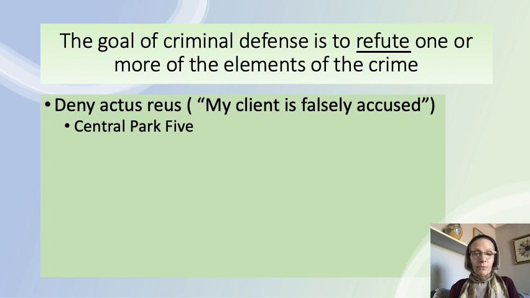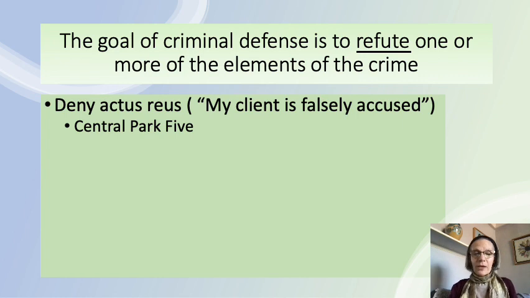And so the five were convicted, and they served between 5 and 13 years, varying depending on the individual. And then in 2002, through DNA evidence, it was discovered that none of the five were involved in this incident, that they were, in fact, wrongly accused. And then they were exonerated and released. Okay, so that's a good example of after the fact, right?